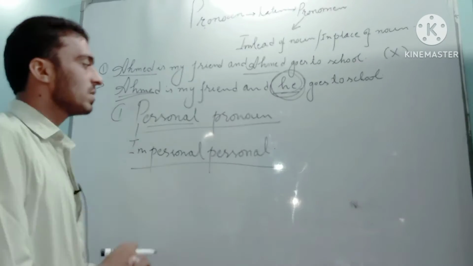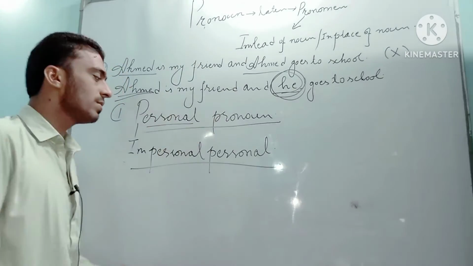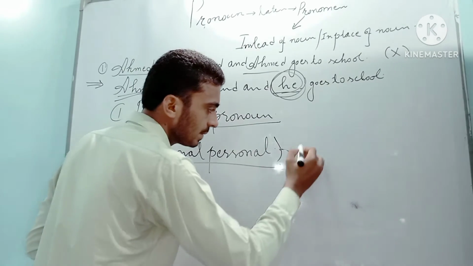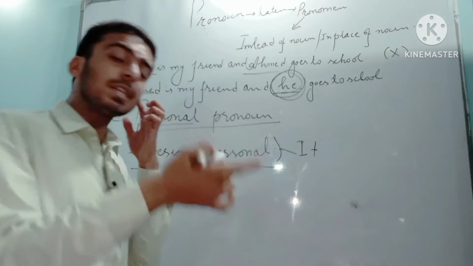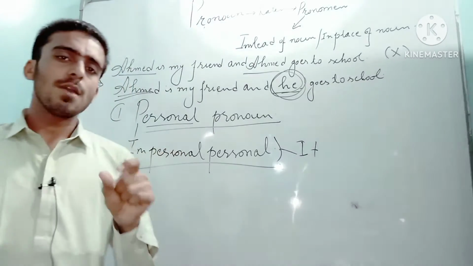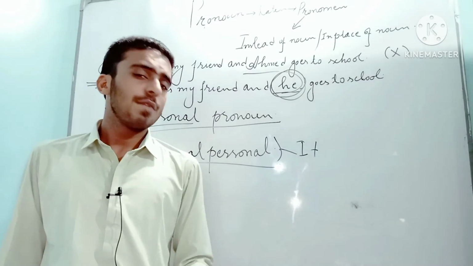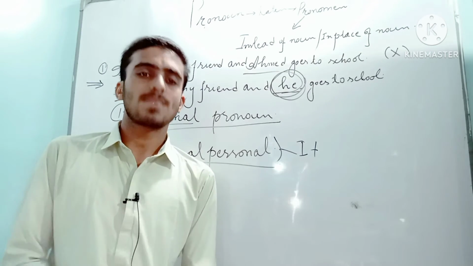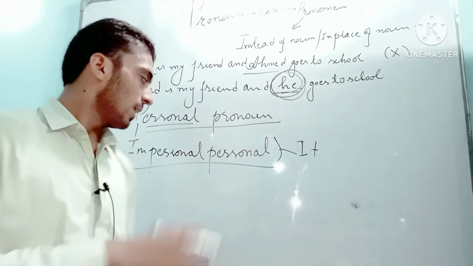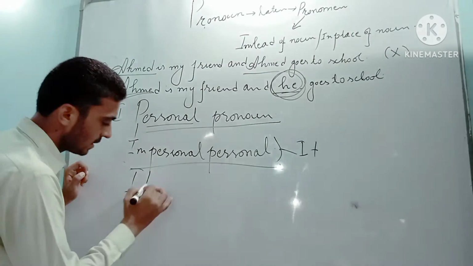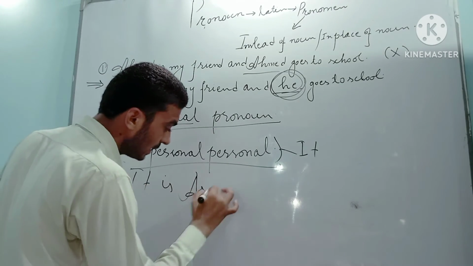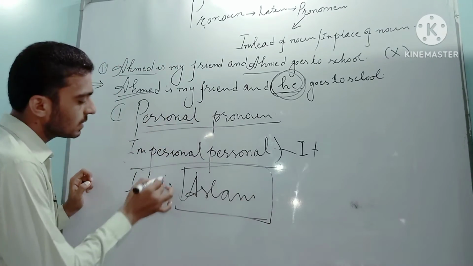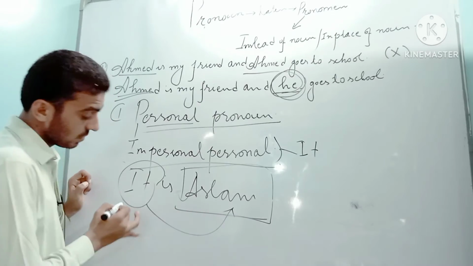How is it the opposite of the personal? I mentioned personal pronouns, and the impersonal pronoun can only be it. But how can it be impersonal? Impersonal is related to non-living things. Whenever we are going to use the object in the sentence, whenever we are going to indicate the person in the sentence, suppose we say it is Aslam. Here you have mentioned the object in the sentence, so here it is referring to the person, so it is the personal pronoun.